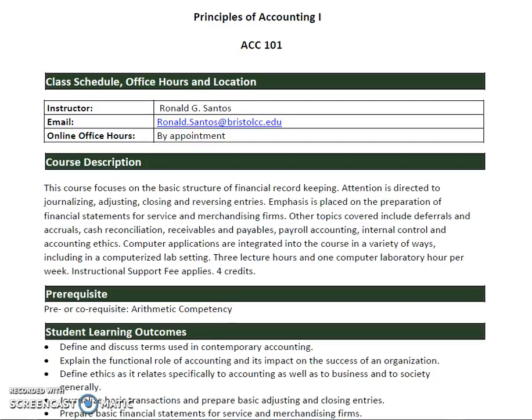This is Accounting 101, and to start off with my class schedule and office hours. Again, my name is Ronald G. Santos. This is my email address here.